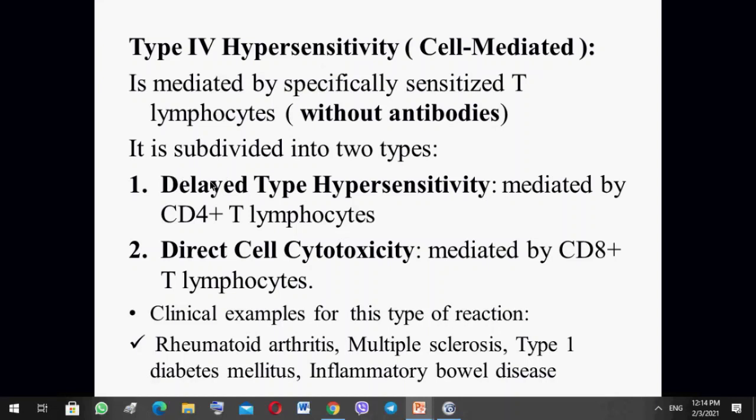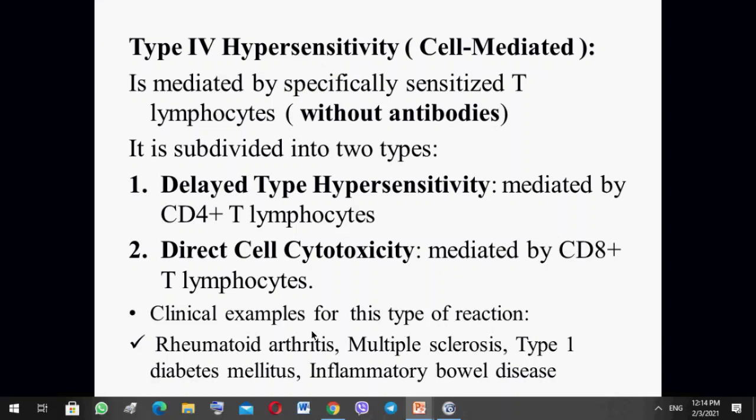Type 4 hypersensitivity reaction will have two subtypes: either a delayed type hypersensitivity reaction or direct cell cytotoxicity. These are two subtypes of type 4 hypersensitivity reaction. The delayed type reaction is usually mediated by the helper T lymphocytes, which are the CD4 positive T helper lymphocytes, or the type 4 hypersensitivity reaction appears as a direct cell cytotoxicity, which is usually triggered by the cytotoxic T lymphocyte, which is the CD8 positive T lymphocyte.